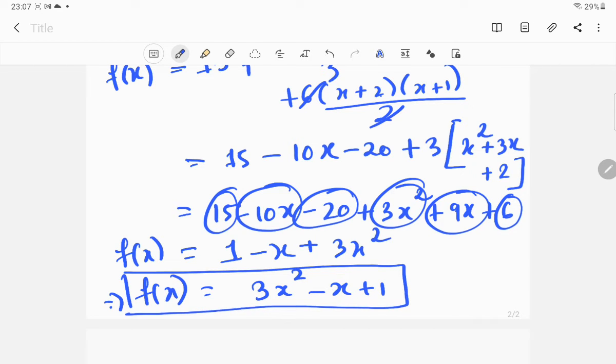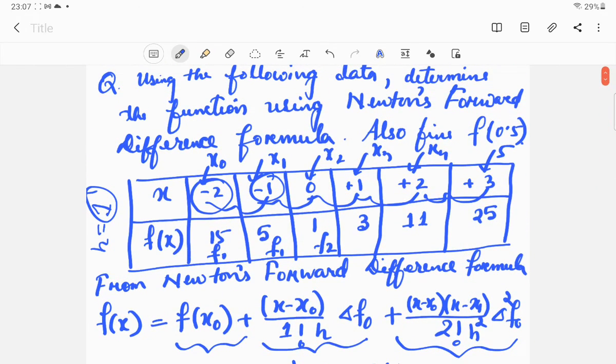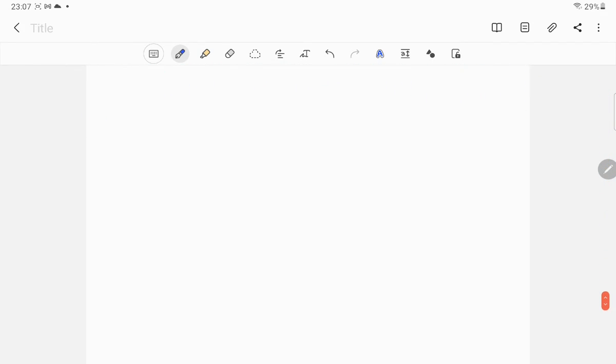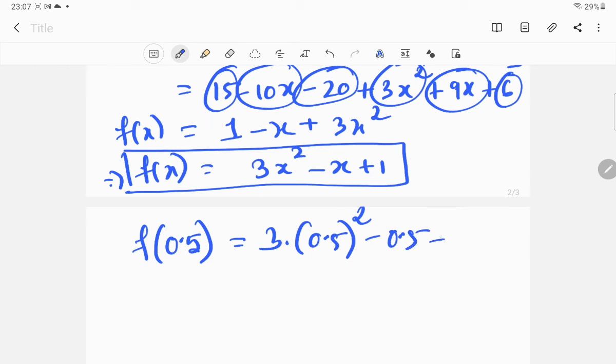So this is a function. Okay, and you have been asked to interpolate. So interpolate what? You are asked to find the value at 0.5, just within this data. See, 0.5 is here only, so it is between 0 and 1, so between them only we have the 0.5. So we are interpolating, so we need to find out the value of f(0.5). So it is very easy for you. So 3 into 0.5 square minus 0.5 plus 1, so it should be at around 1.25.